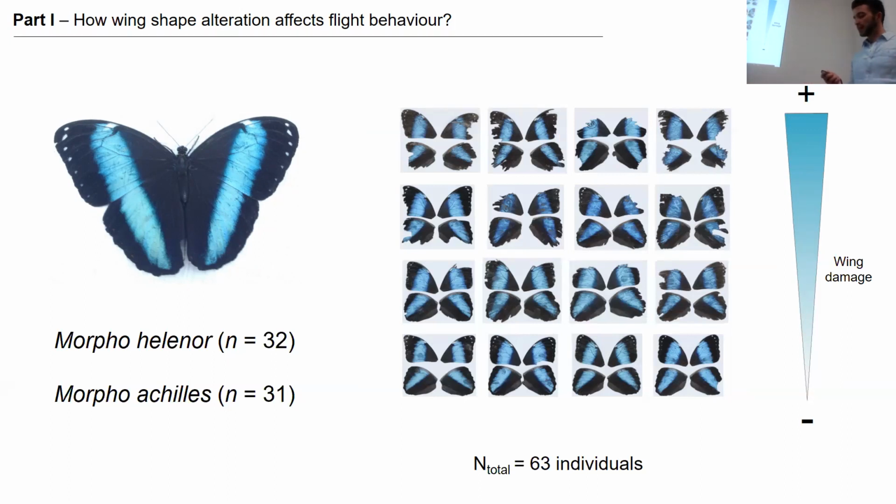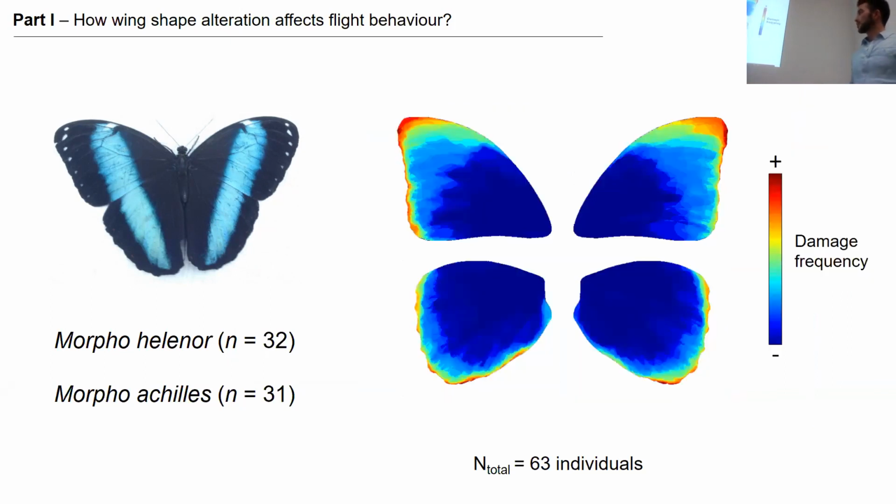And when compiling variation in damage across all my individuals, we can see that the most frequent damages were located at the tip of the wings and along the wing margin. And very few individuals had like half of their wings missing.